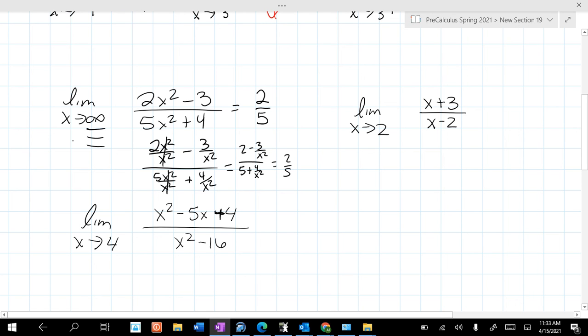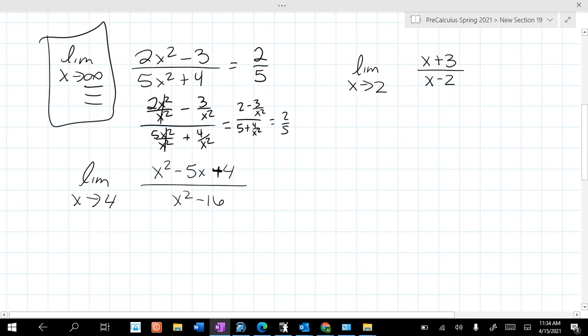So that's only when we're doing the infinity ones do we look at the powers. If the power on the top is bigger, then it goes towards infinity. If the power on the bottom is bigger, then it goes towards 0. If the powers are the same, then it's the coefficients of the highest powers.